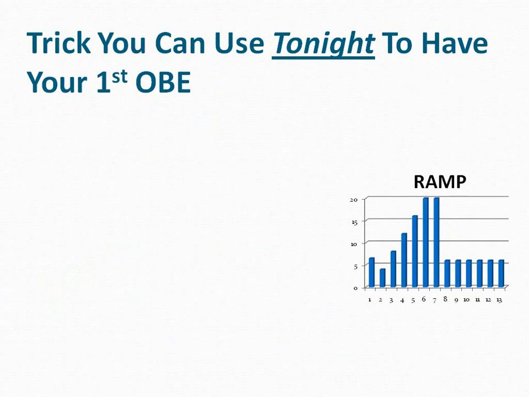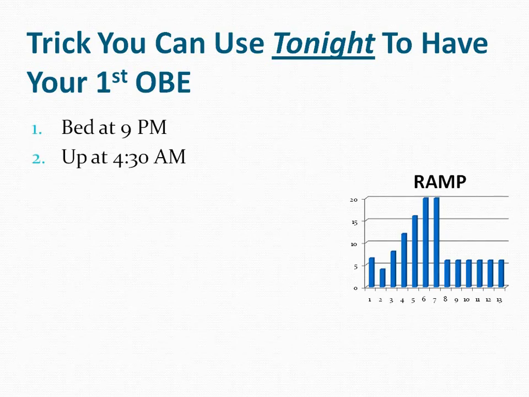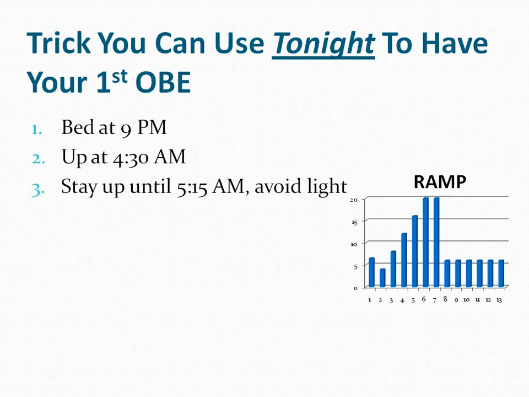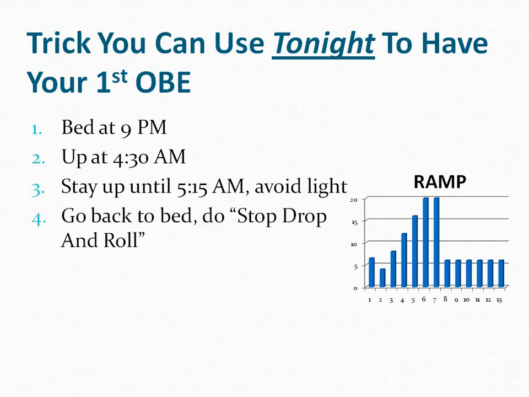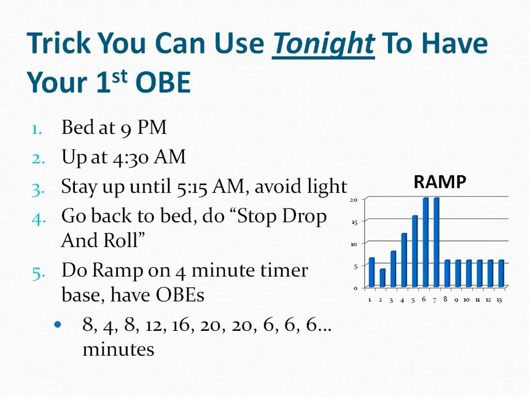So here's the actual method to use to have conscious sleep paralysis for the first time or even an OBE. First, go to bed at 9 p.m. Second, get up at 4:30 a.m. Third, stay up for 45 minutes until 5:15 a.m. and avoid lights. Fourth, go back to bed and do stop, drop, and roll to start to fall asleep. At the end of stop, drop, and roll, set your timer to use a ramp timer session. Fall asleep and let the timer wake you up and put you in an OBE.